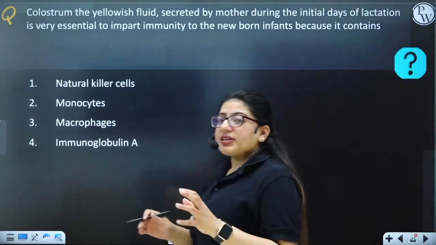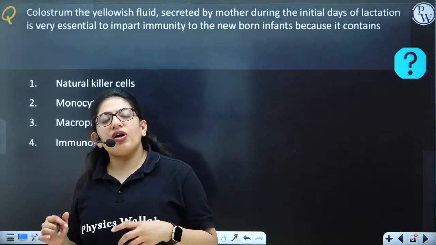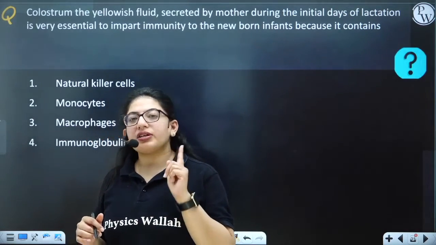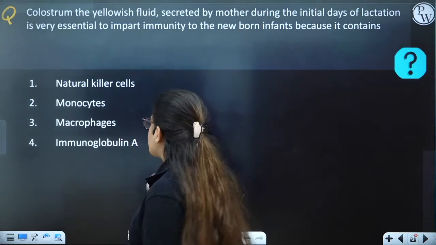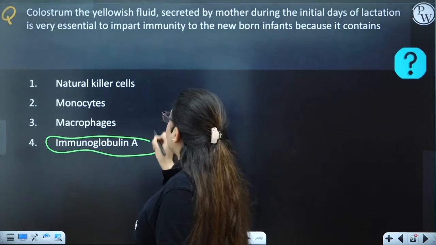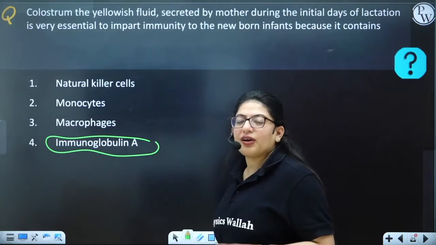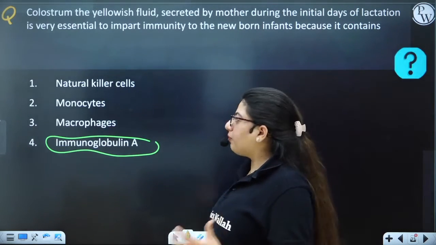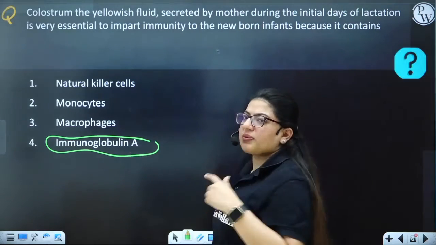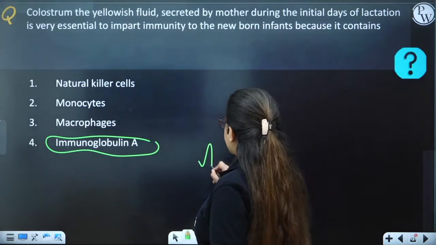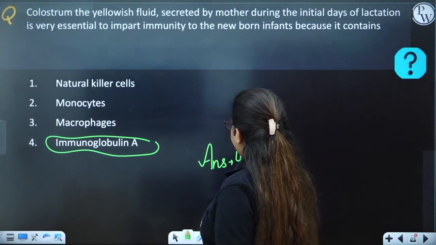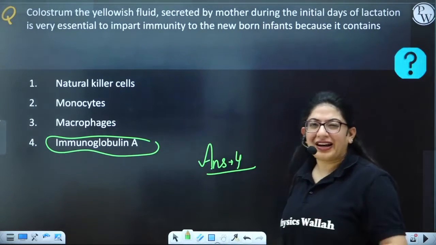Yes. So this is the question that falls in the category of two chapters. One is human health and disease, another the human reproduction. So you know colostrum contains immunoglobulin A. Now, what are NK cell? The NK cell or natural killer cell. These are the type of lymphocyte. Monocyte, you know, it's a part of blood, and macrophages, they are phagocytic cell. So answer is 4. Simple. I know you can crack it.